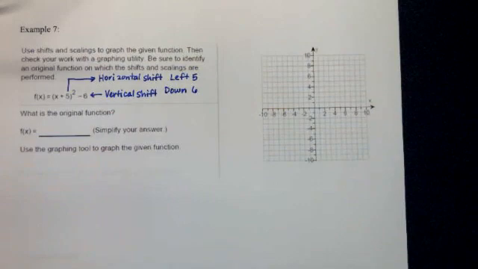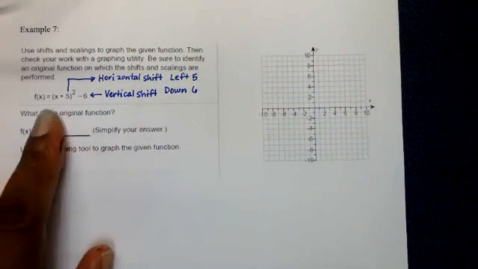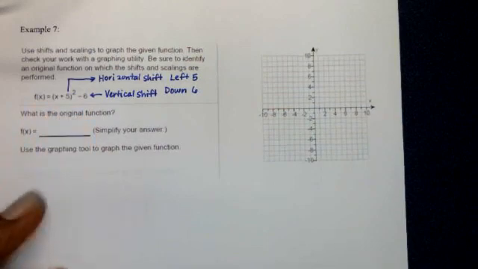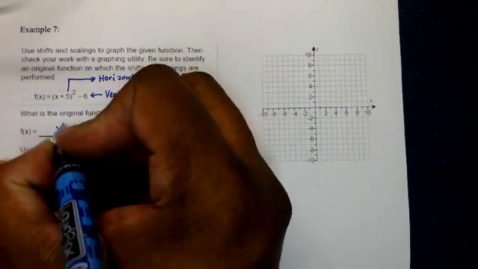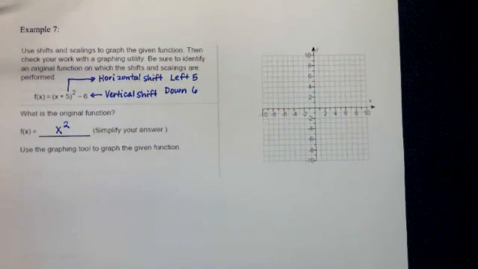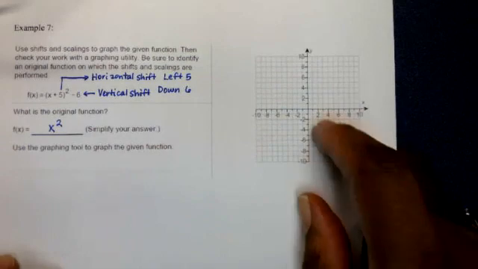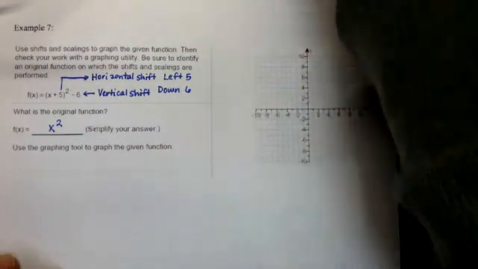And then we want the original function, what it was before these shifts came in. It would have to be something like x squared. So the original graph had to be f of x is equal to x squared. All right, so now let's plot this on our coordinate plane.